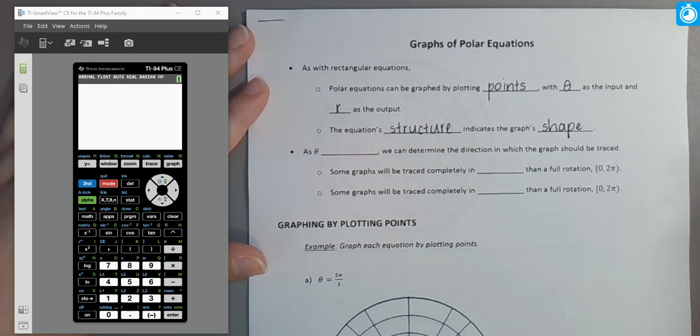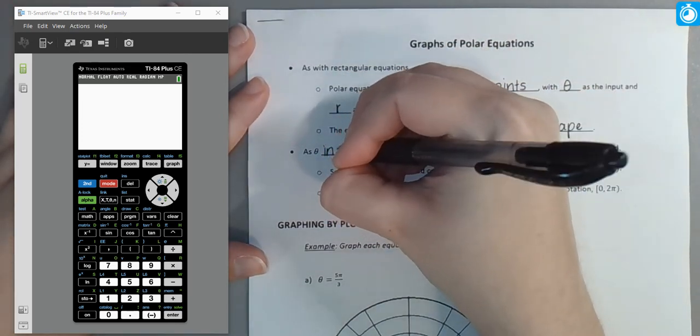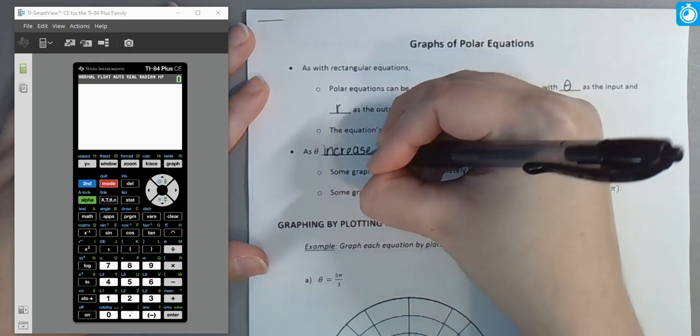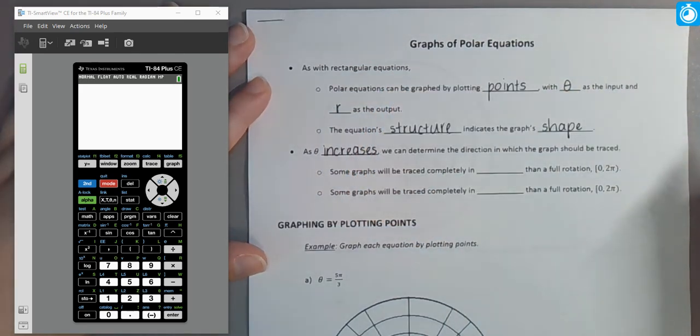Now, as theta increases, in other words, we start from 0, and as theta gets bigger from there, we can determine the direction in which the graph should be traced. When we're talking about polar coordinates, there's an innate rotational component associated with them. So there will be a particular direction in which we rotate based on theta increasing.